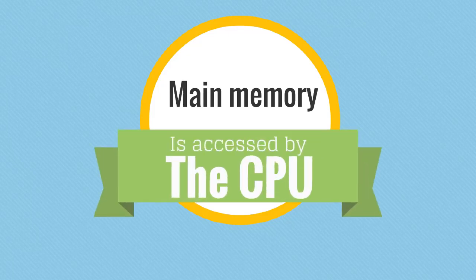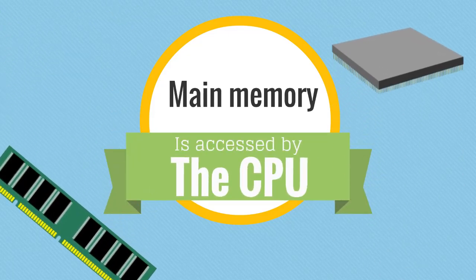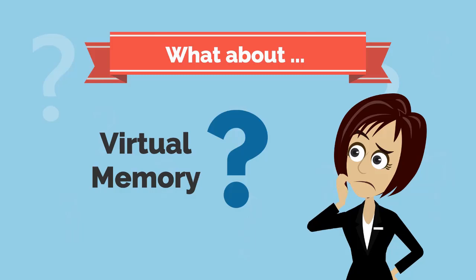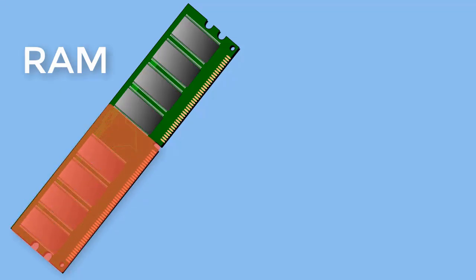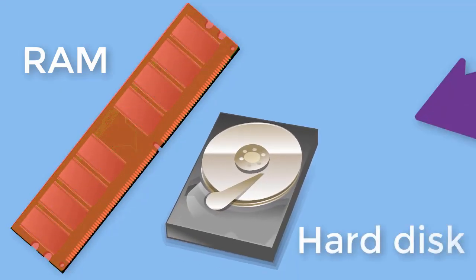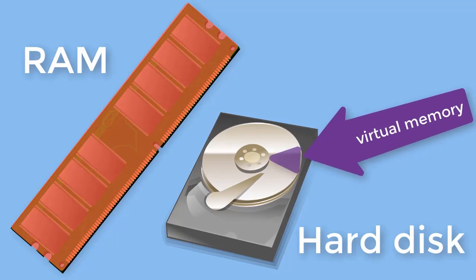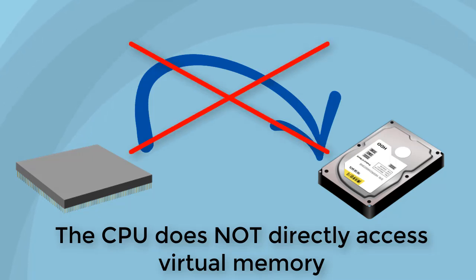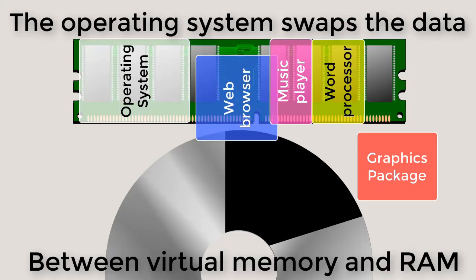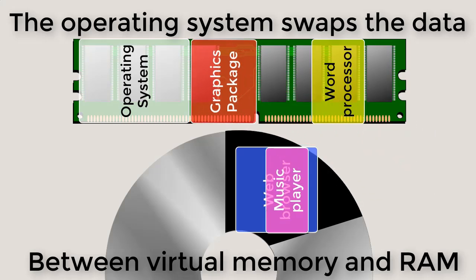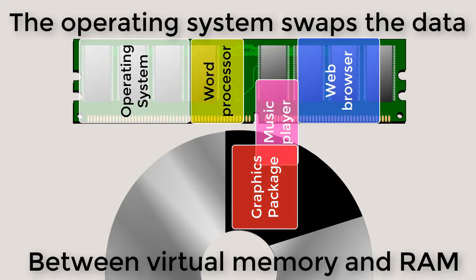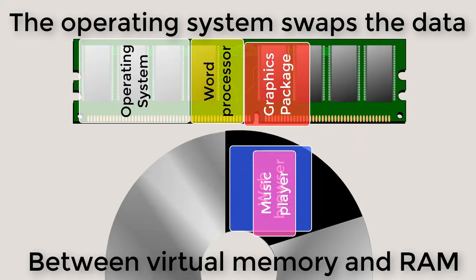Another difference is that main memory is accessed directly by the CPU, whereas secondary storage isn't. What about virtual memory, I hear you ask? Well, virtual memory is where a section of the hard disk is set aside when the system runs out of main memory. But the CPU doesn't directly access virtual memory. It's the operating system that swaps programs and data back and forth between virtual memory and RAM. So that explanation holds true even for virtual memory.